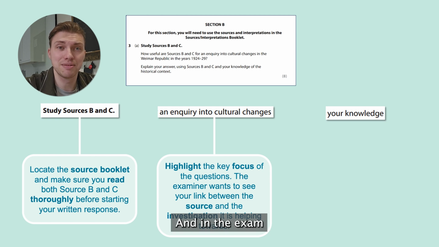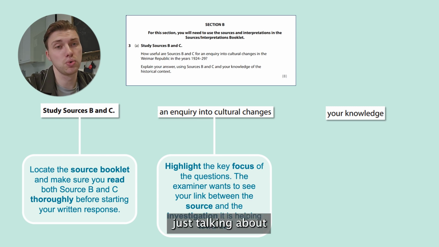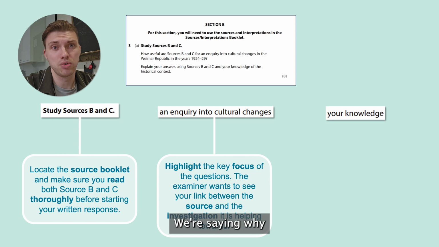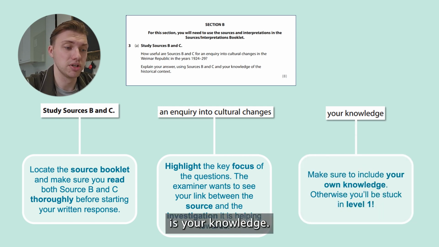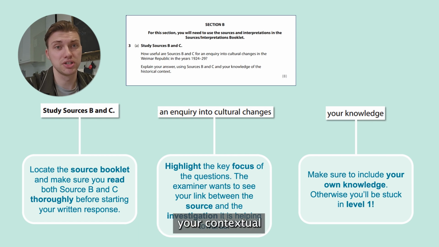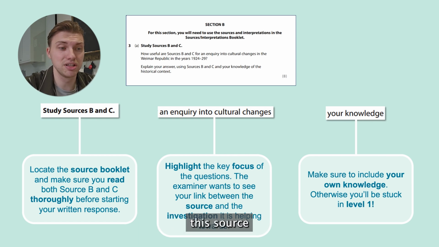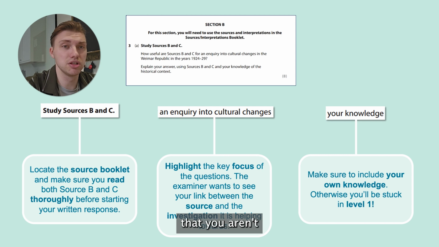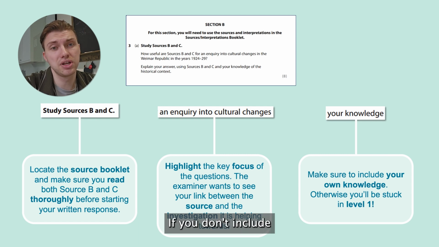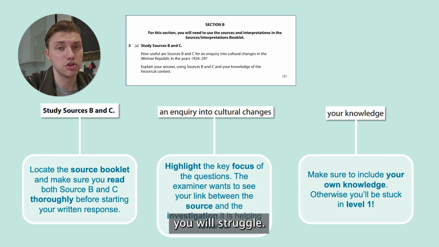And in the exam mark scheme, it will always say that the answers need to link to the conceptual focus of the question. And this is exactly what you're doing here if you stick to these key focuses. So we're not just talking about the source in general, we're saying why it's useful for cultural changes. And the third one is your knowledge. You need to make sure that you include your contextual understanding of the history surrounding this source to make sure that you aren't stuck in level 1. If you don't include your own knowledge, you will struggle.